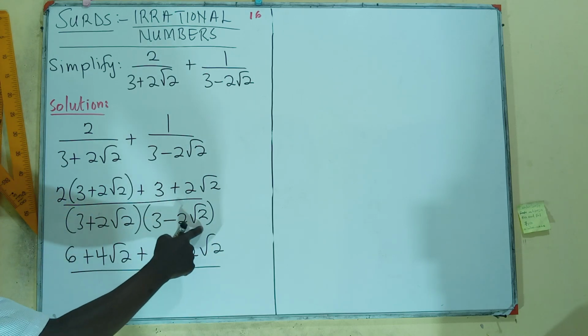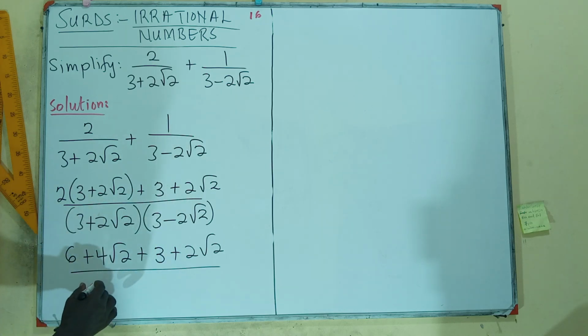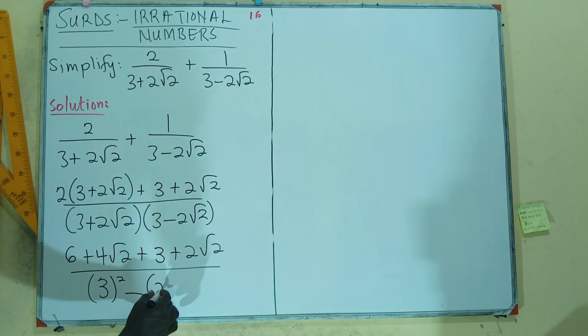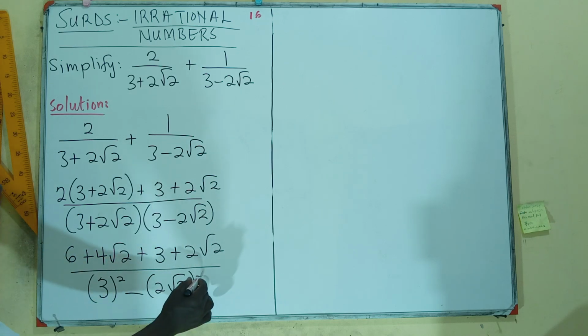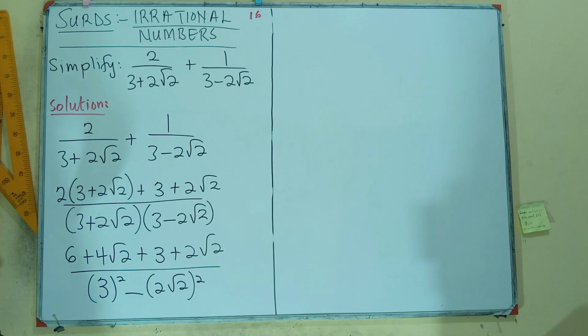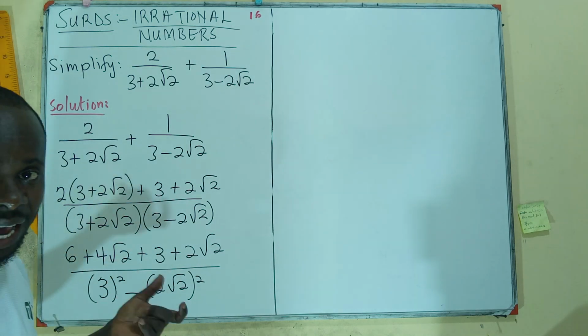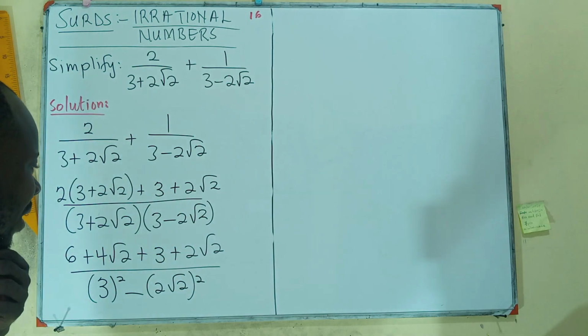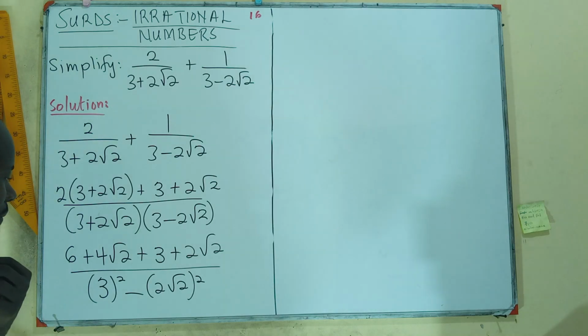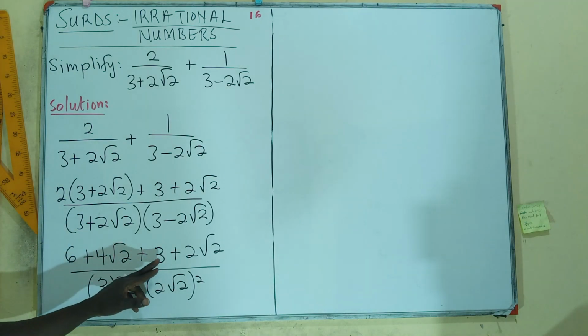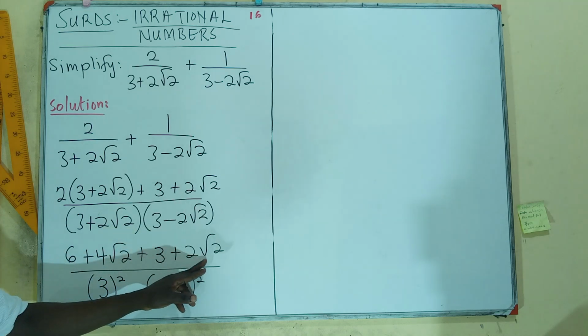Divided by this, 3 plus 2 root 2 and 3 minus 2 root 2, minus and plus, meaning difference of two squares. So 3 squared minus 2 root 2 all squared. This is a difference of two squares, or we can just say conjugate set or conjugate pair. We talked about that in the previous episode. Now, rational plus rational, irrational plus irrational.